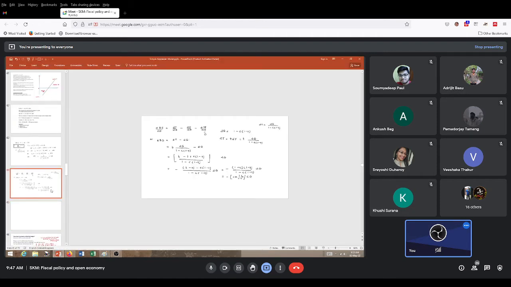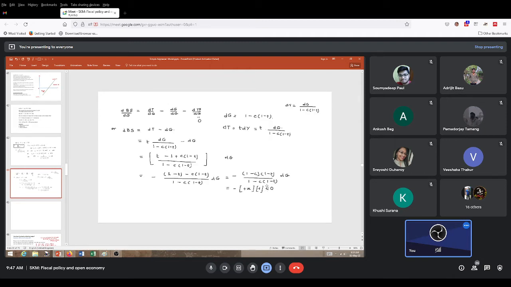What does the mathematical part mean? What is dBS? The change in the budget surplus. So we have shown this to be equal to this expression, and this is negative. Okay, so what does the negative sign mean? Your budget surplus is coming down. Don't try to complicate things unnecessarily. What it means is, the budget surplus is not increasing, it is going to decrease.